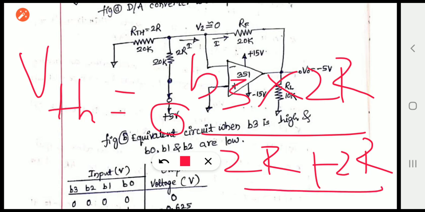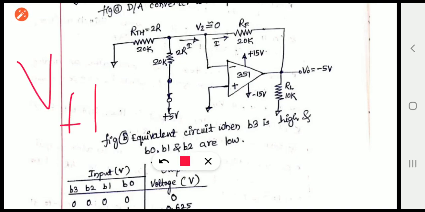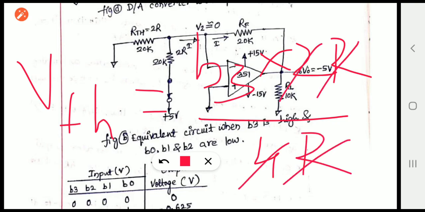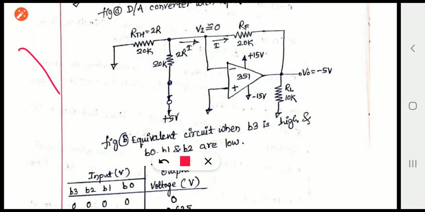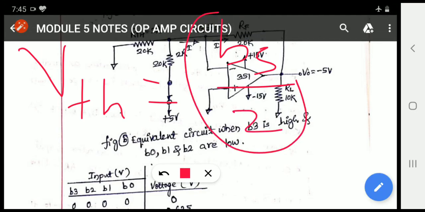Now I will rewrite it like this. VTH equals B3, that is 5 volts, into 2R divided by 4R here. So this R gets cancelled, and the 2 over 4 becomes 1 over 2. What I got is B3 by 2. So VTH is nothing but B3 by 2. This is the voltage across the 2R resistor.